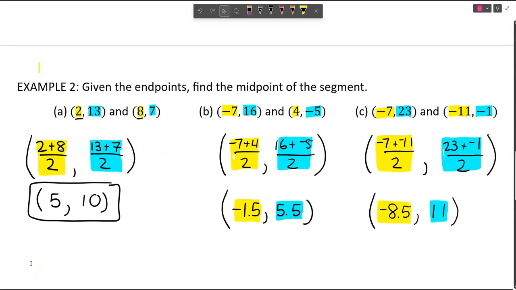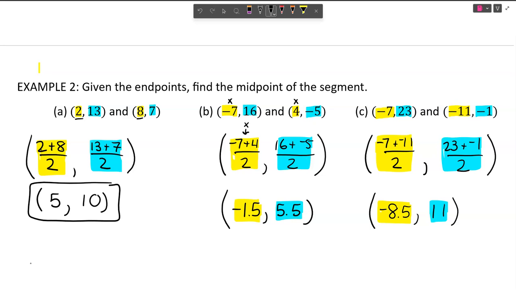Welcome back. Here are my answers for B and C. So I located my x values here, which were -7 and 4, and that's how I find the x value of my midpoint. We took -7 plus 4, divided it by 2, and I got -1.5 as my x coordinate of the midpoint. We're going to do the same thing for the y. So we have 16 plus -5. Remember, to average something, you always add the two numbers no matter what. So this is 16 plus -5, which is 11. 11 divided by 2 is 5.5.